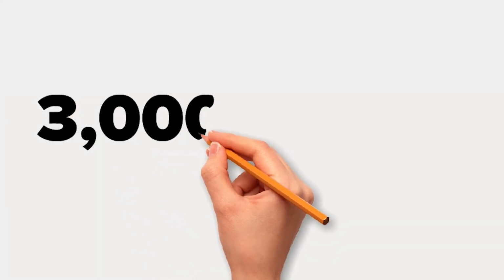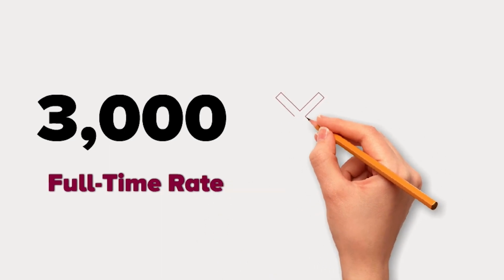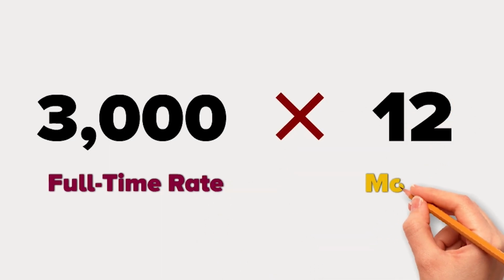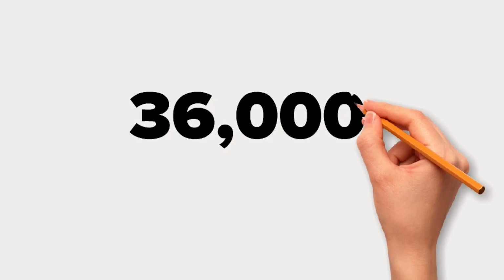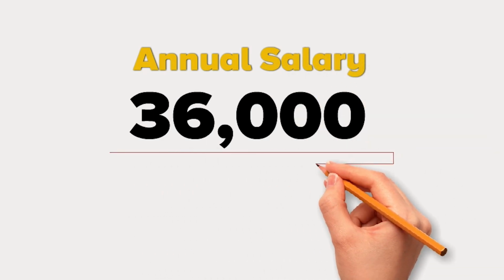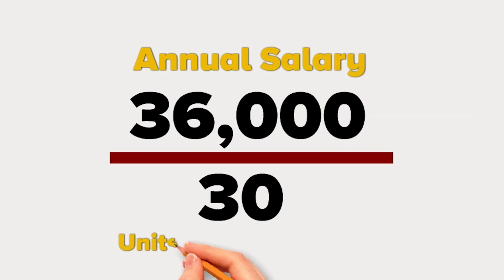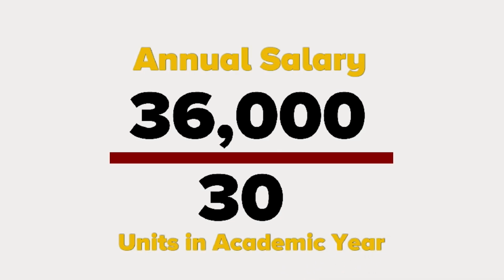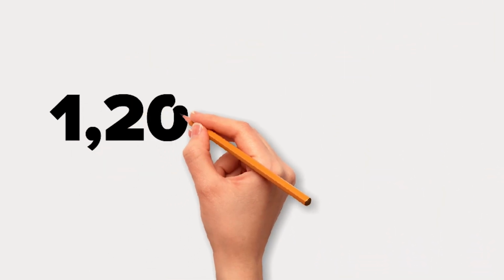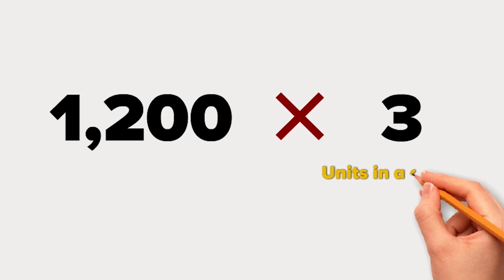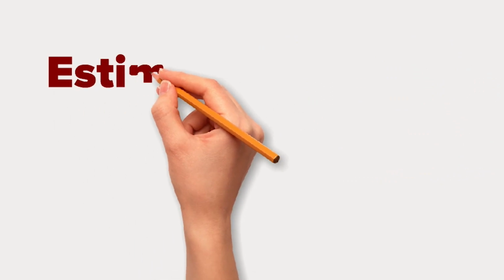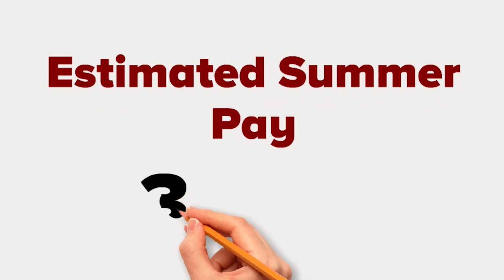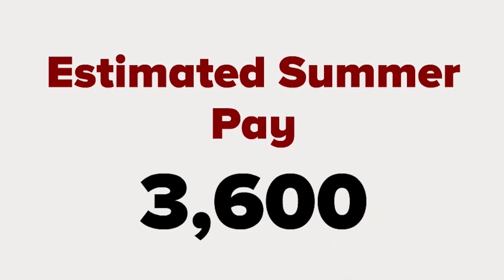Let's say your full-time rate is $3,000. Next, we multiply that by 12 months, and the answer is $36,000, the annual salary. All right, next we will divide that by 30 units in an academic year, and the result should be $1,200. Lastly, we will multiply $1,200 by 3 for the number of units of your course, but this will vary depending on the number of units you will be teaching. Our result is $3,600, meaning your estimated pay for your summer session will be $3,600.